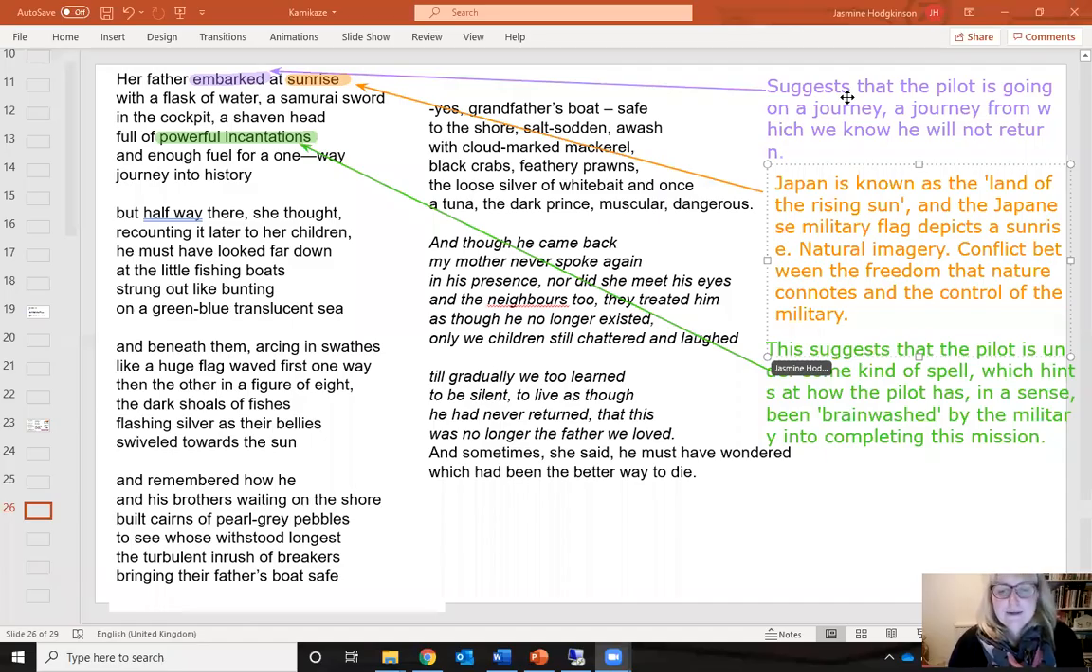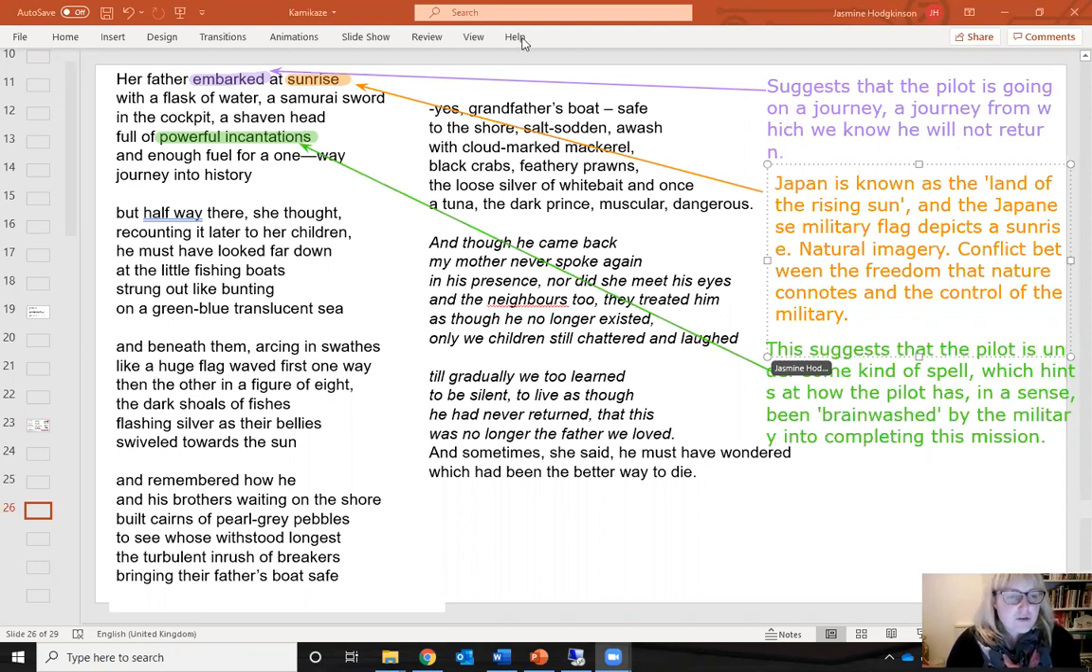Moving on to consider the language in more detail, I'm going to start by looking at this first stanza, then I will look at carrying on some of the ideas that appear in this first stanza, tracing them throughout the poem afterwards. All right, so we're going to start at the beginning here. Her father embarked at sunrise. Looking at that word embarked, they're highlighted in purple. This suggests that the pilot is going on a journey from which we know he will not return. If you embark somewhere, it means you're going somewhere, okay?